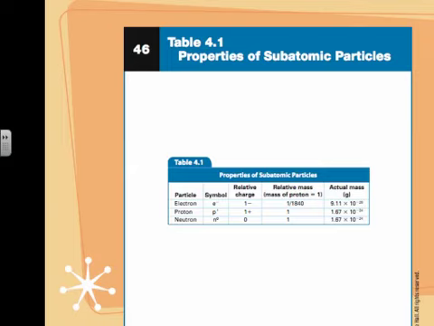And you can see from this chart here some different symbols that they use for the different things. The charges: electron -1, proton +1, no charge for the neutron, and so on. Masses: electron, look, 1 over 1,840th. Basically, like I said earlier, we're just going to consider that to be 0. Mass of a proton and neutron, both of those 1.